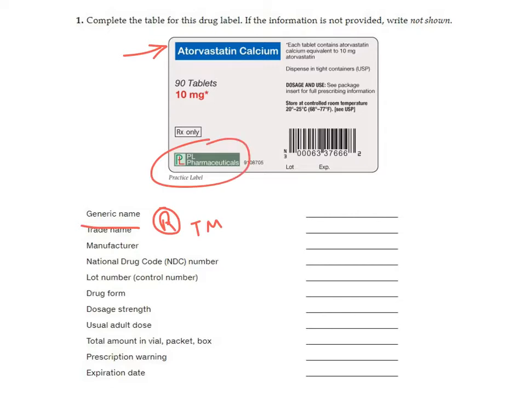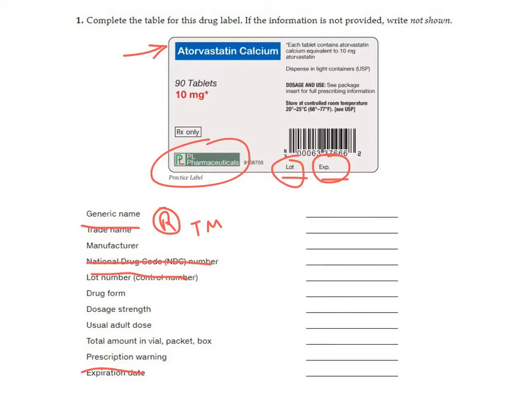Manufacturer, once again, is PL Pharmaceuticals. That's what we're seeing on this as you guys are going through trying to answer these questions. Hopefully you guys are getting these right. NDC number, I am not seeing an NDC number on this, so again, easy to spot, that's what you would look for, is the letters NDC. So it looks like that would be not shown on this one. The lot number and expiration, you can see where those would be on your label, but again, they are not shown on this example label here.